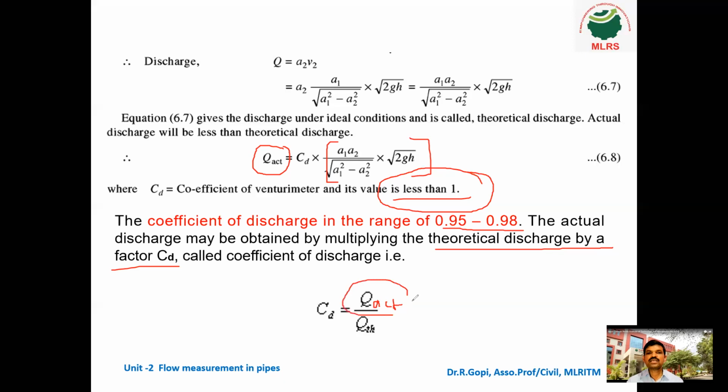So I need only the actual discharge. What is our ultimate aim? To find the actual discharge only. So actual discharge means CD into Q theoretical. This is the formula for calculating the discharge through a venturimeter. Okay, now students.